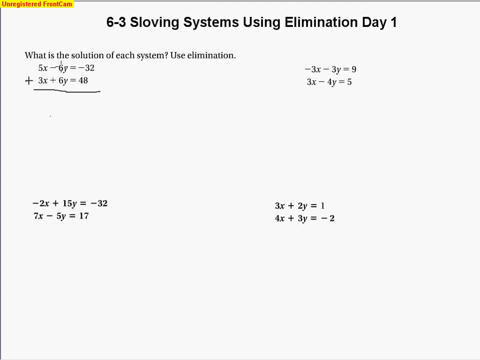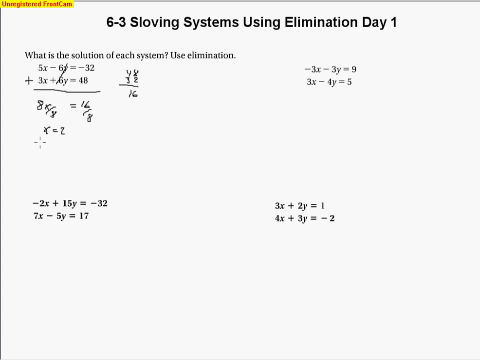Since we've got a negative 6y and a positive 6y, the y's end up eliminating, and I'm left with 8x equals, and then I subtract these two numbers, putting the bigger number on top. When you do that subtraction, you end up with 16. When I divide by 8, I end up with x is 2. So that gives me my x value really fast.